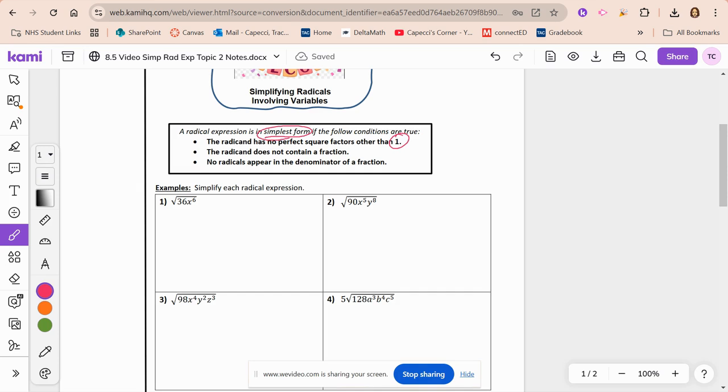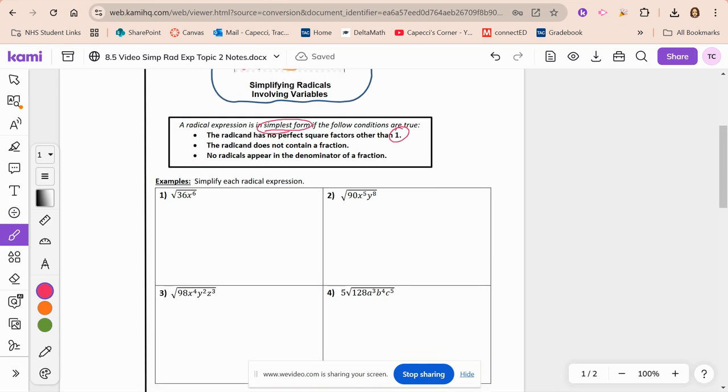Okay, so let's see how we do. It says simplify each radical expression. So 36, that's a perfect square, right? 6 times 6 is 36. Now today we're going to deal with some variables. So x to the 6th, let's do the square root of x to the 6th. That's equal to x to the 3rd.